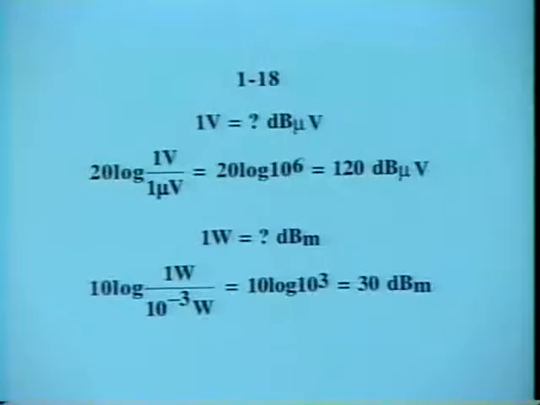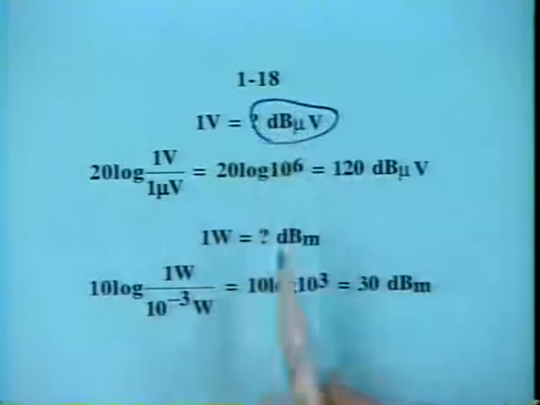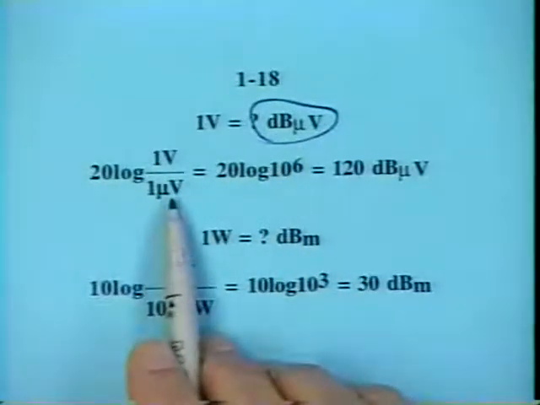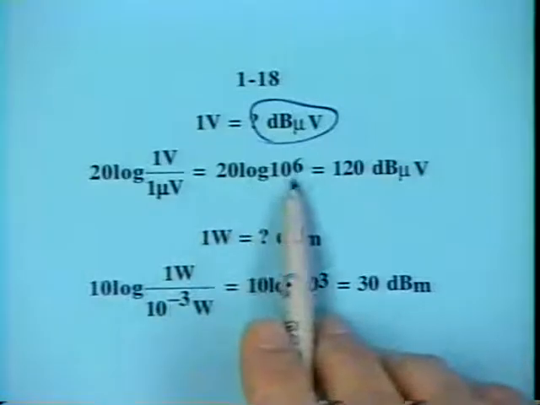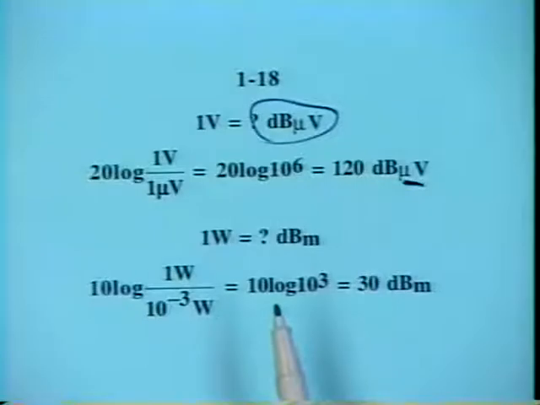Again, another practice example. Supposing we had 1 volt and we wanted to write that in terms of so many dB microvolts. Well, we take 20 log of 1 volt relative to a microvolt, 20 log of 10 to the 6th, 120 dB. 120 dB microvolts, yes.